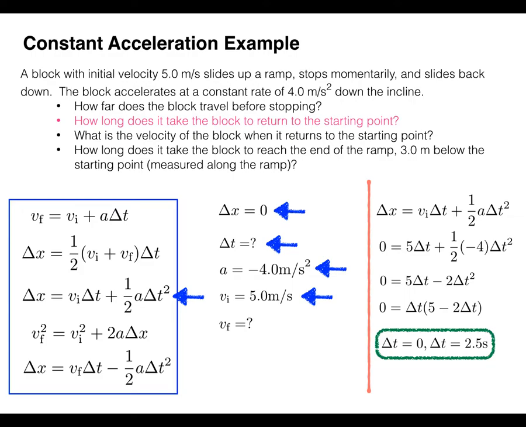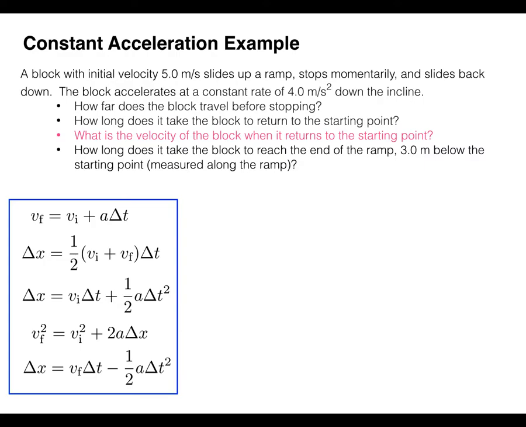Delta t is going to be equal to 0 at the very beginning because the object is at the origin at t equals 0. The object then slides up the incline and comes back to the origin at delta t is equal to 2.5 seconds. And so we don't want the first answer, and we do want the answer delta t is equal to 2.5.